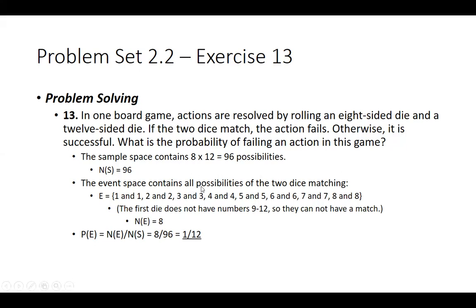The event space contains all possibilities of the 2 dice matching. So there would be 8 in the event space. Why not 12? Well, we're looking at the event that the 2 dice match. One of the dice only has 8 sides, so not having numbers 9 through 12, there cannot be a match there. So we could only match 1 and 1, 2 and 2, 3 and 3, 4 and 4, 5 and 5, 6 and 6, 7 and 7, or 8 and 8. So the event space contains 8. N of E is 8.